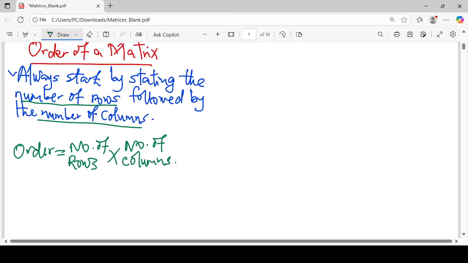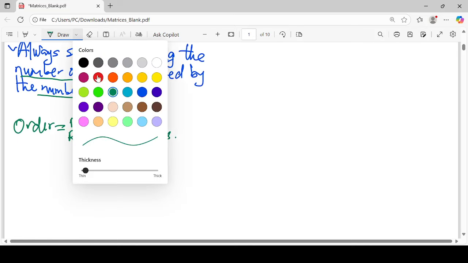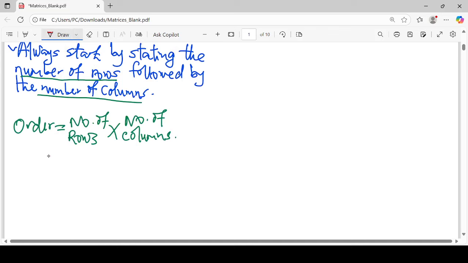Let's look at an example to make the point sink home. Let's look at some examples here.